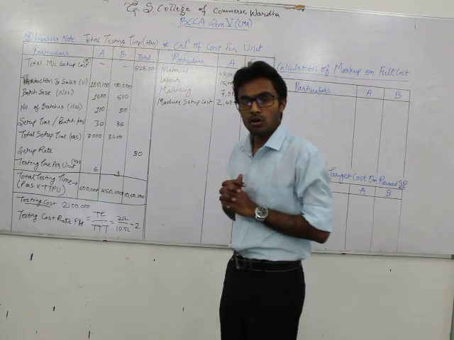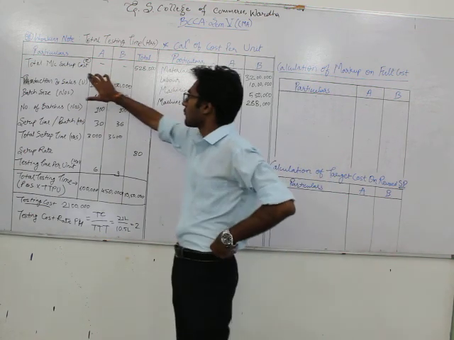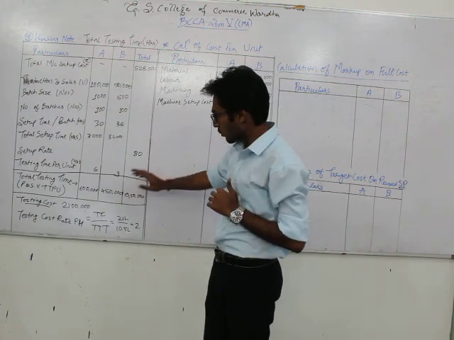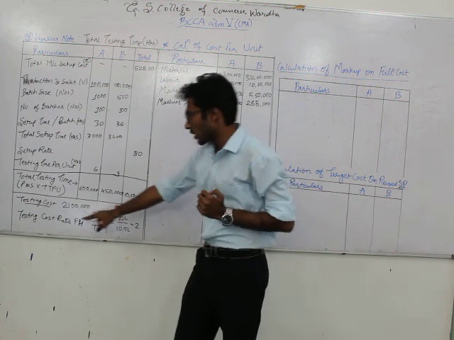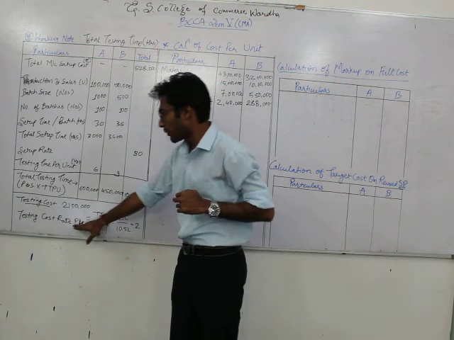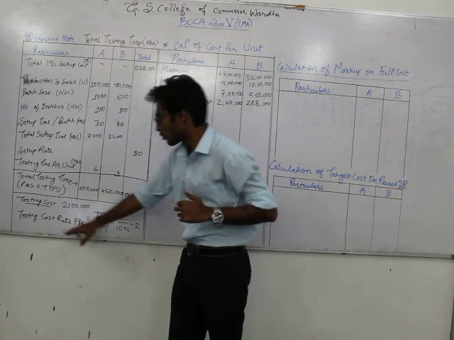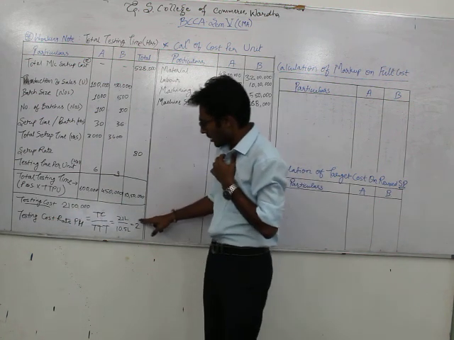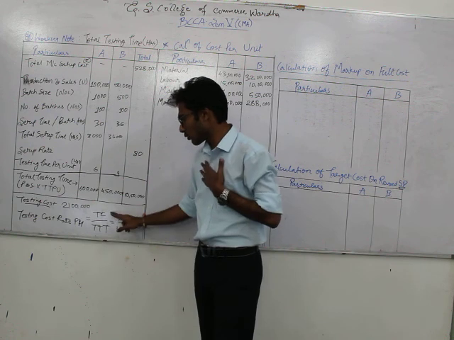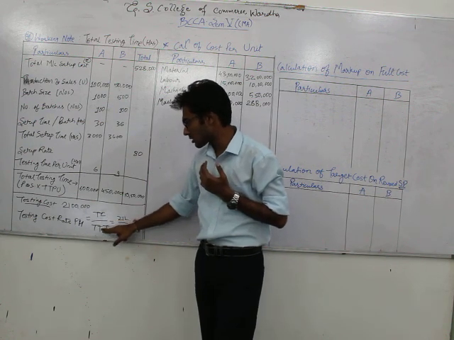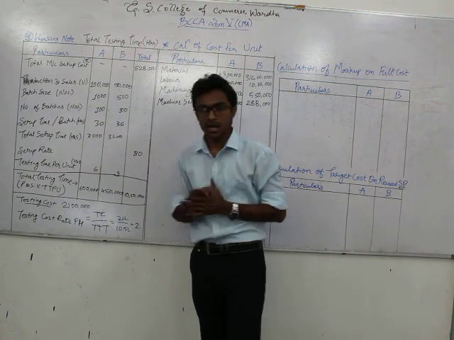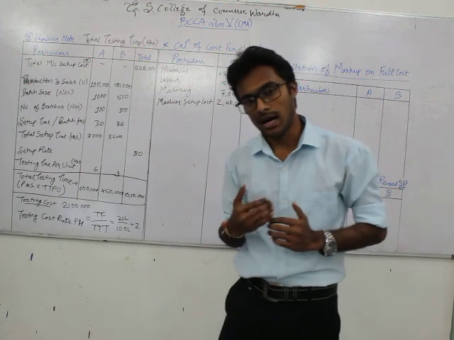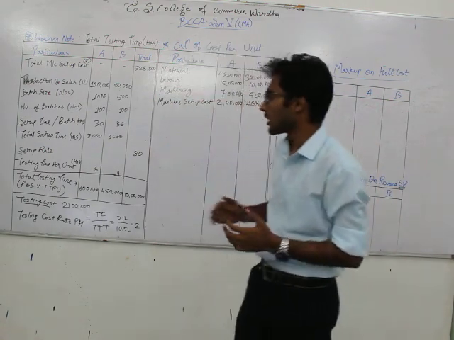Okay, so let us first think about what we have done. We have taken out the working note, and after that we have calculated the testing cost rate per hour. PH means per hour. We calculated the testing cost rate per hour, and that one is 2. And how can we calculate that? Total testing cost divided by total testing time. That is how you can calculate the testing cost rate per hour.